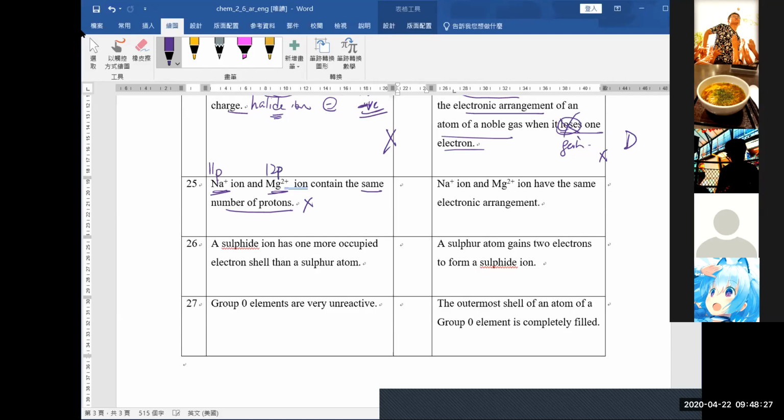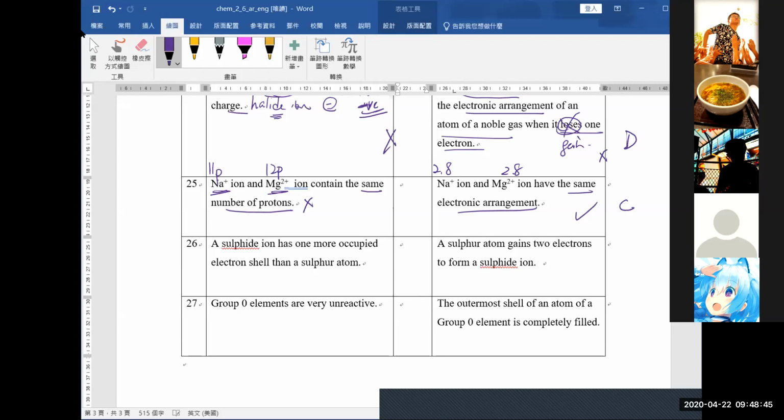You go back to atomic number, please, right? So that two have the same electronic arrangement. Is correct. Both they have got 10 electrons. So it's the electronic arrangement for those two ions. Cross-tick is C.